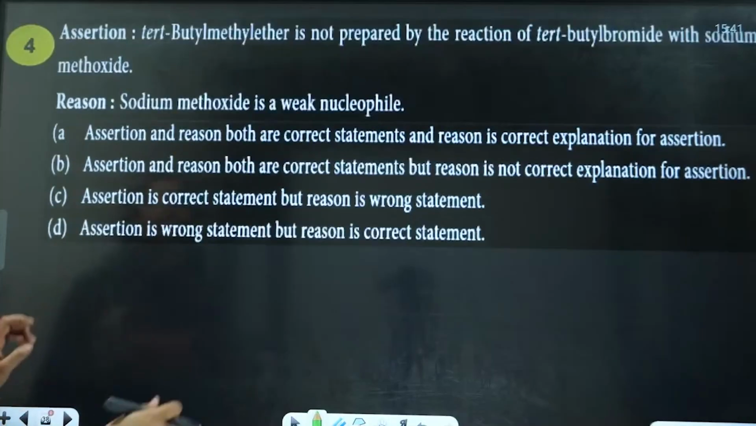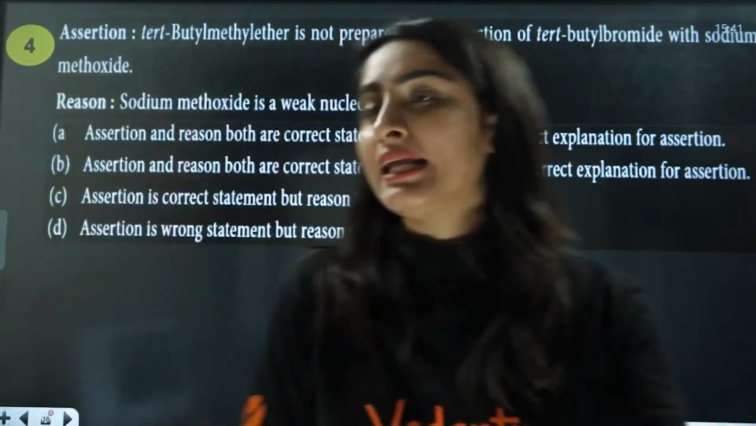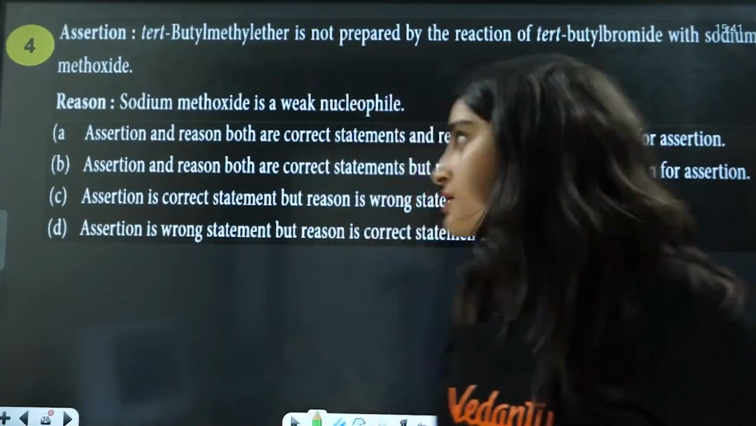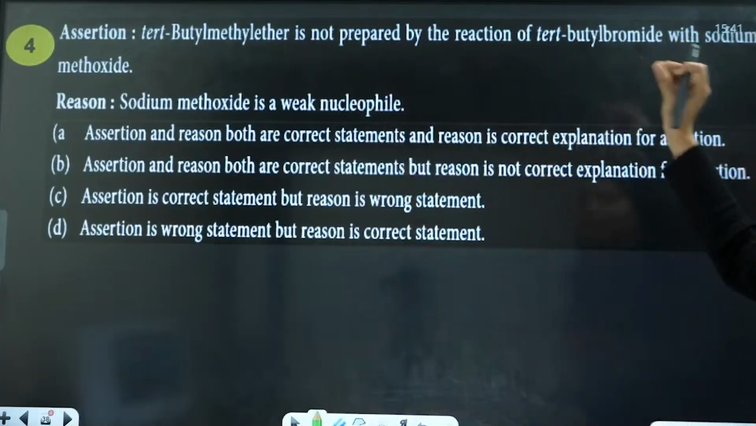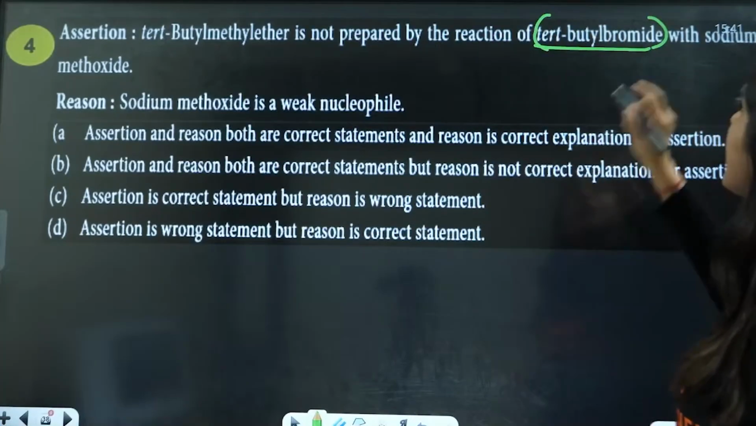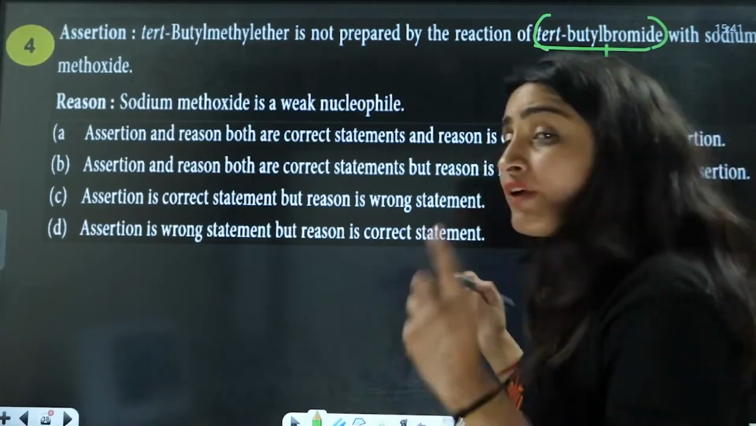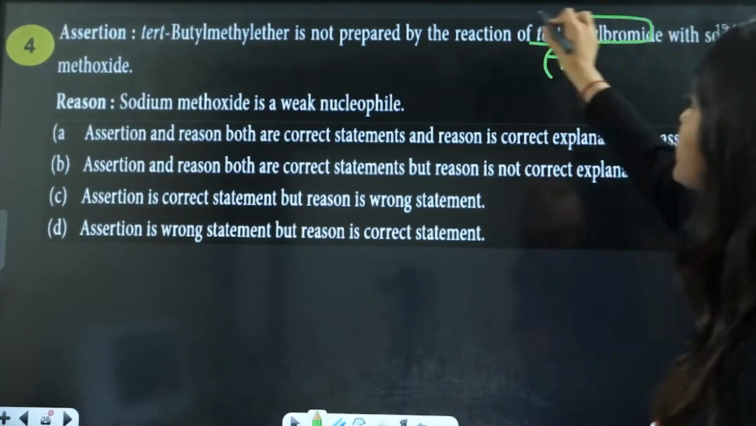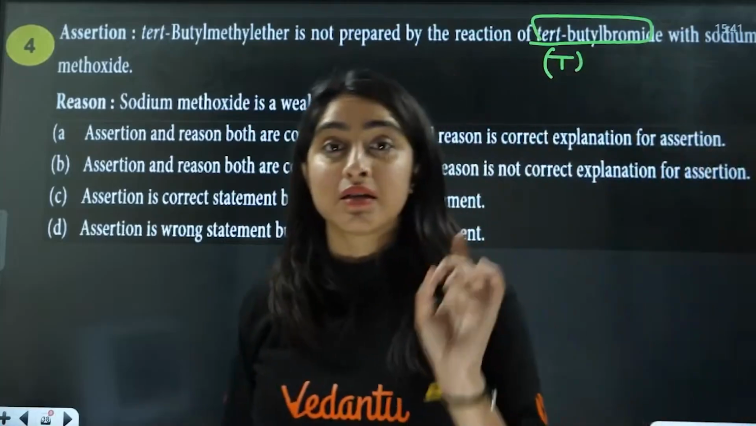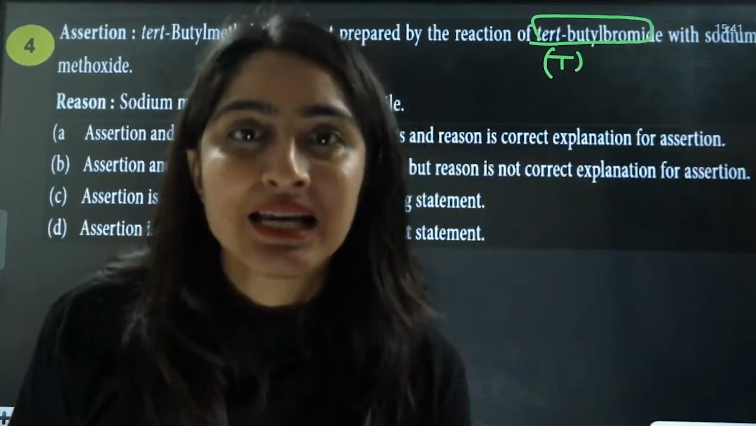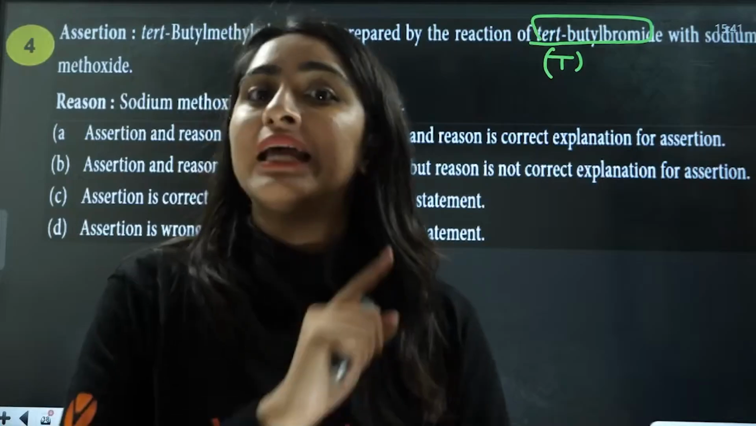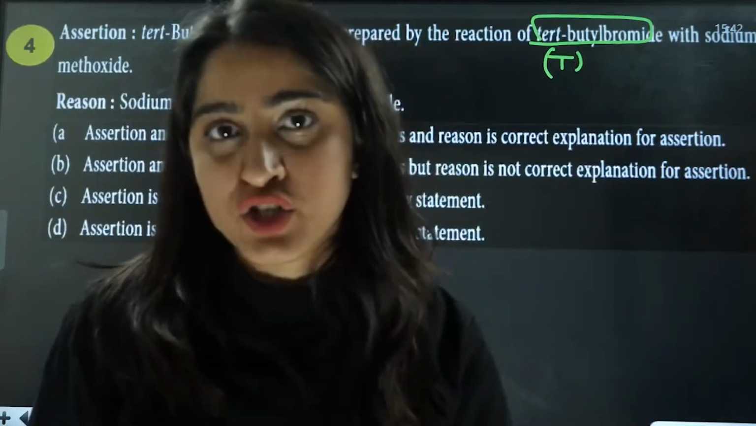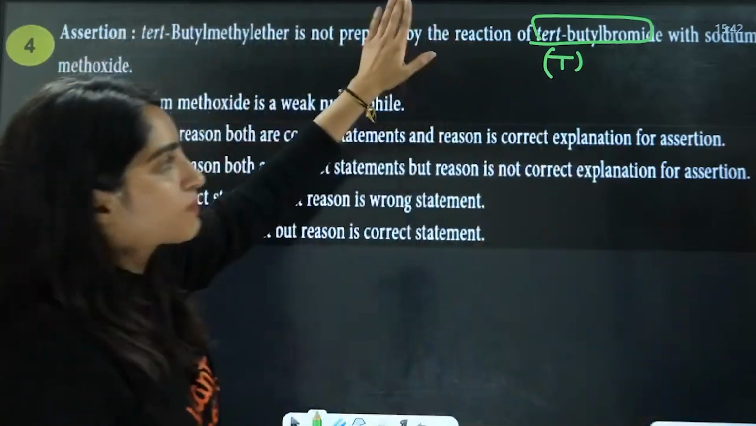Next question here is tert-butyl methyl ether. Here you should be aware that they are talking about Williamson synthesis. It is not prepared by reaction of tert-butyl bromide. Why so? Because in Williamson synthesis reaction, the alkyl halide should be primary, not tertiary. There should be less steric hindrance. So this statement is true.